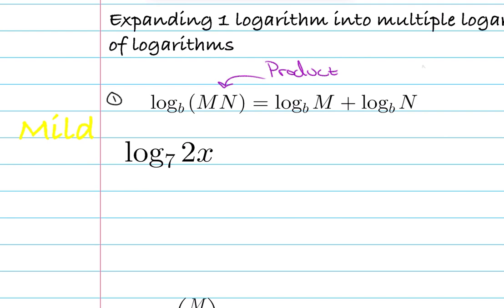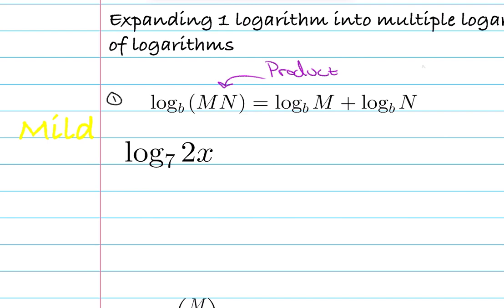So if you have a log base b, it does not matter what the base is, of two items being multiplied together, those can be numbers, variables, a number and a variable, anything, then they can be expanded. This one logarithm can be broken into two logarithms where you are adding the separate arguments. So you would break apart m and n to be the log base b of m plus the log base b of n. You are adding because multiplication is repeated addition.